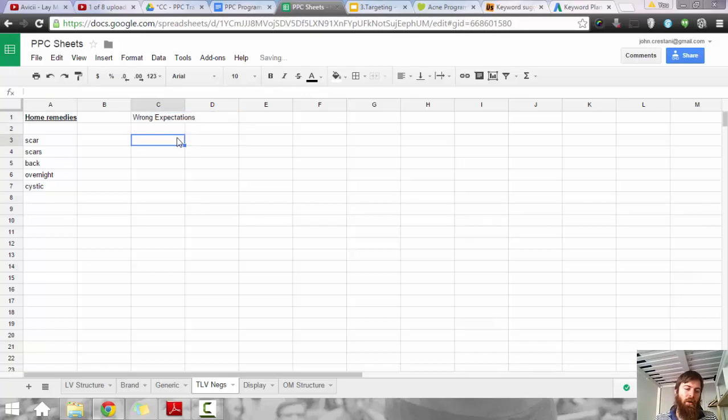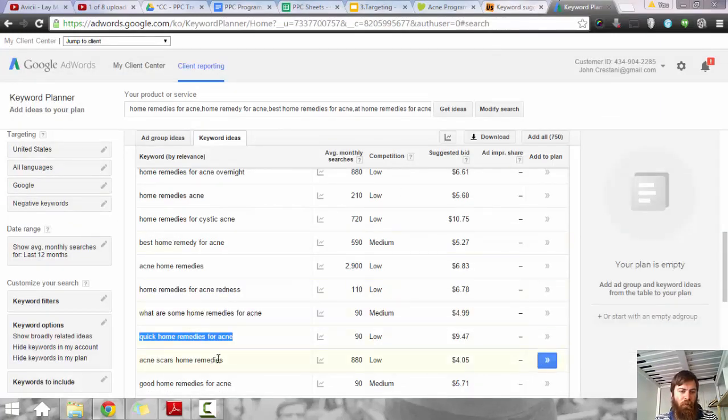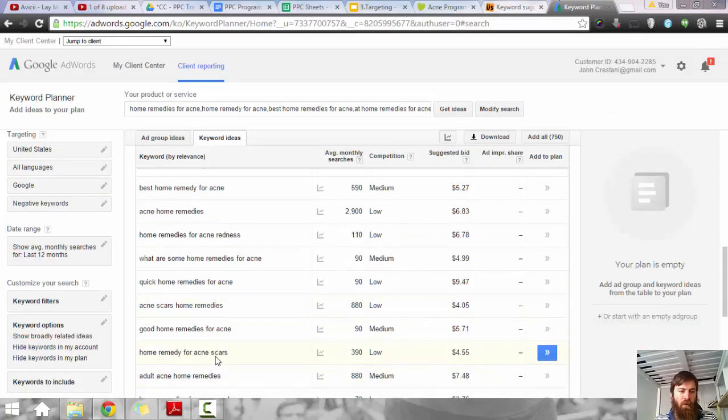I'll say quick, overnight, and I'm going to take this out, this is another negative group. So what I'm doing is I'm just collecting negatives as I'm going along here. Acne scars home remedy, good home remedies for acne.